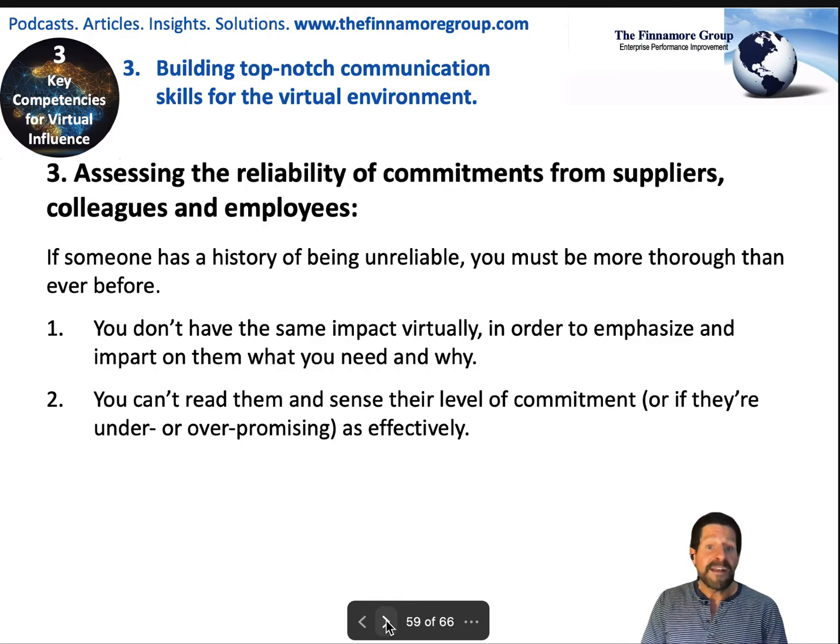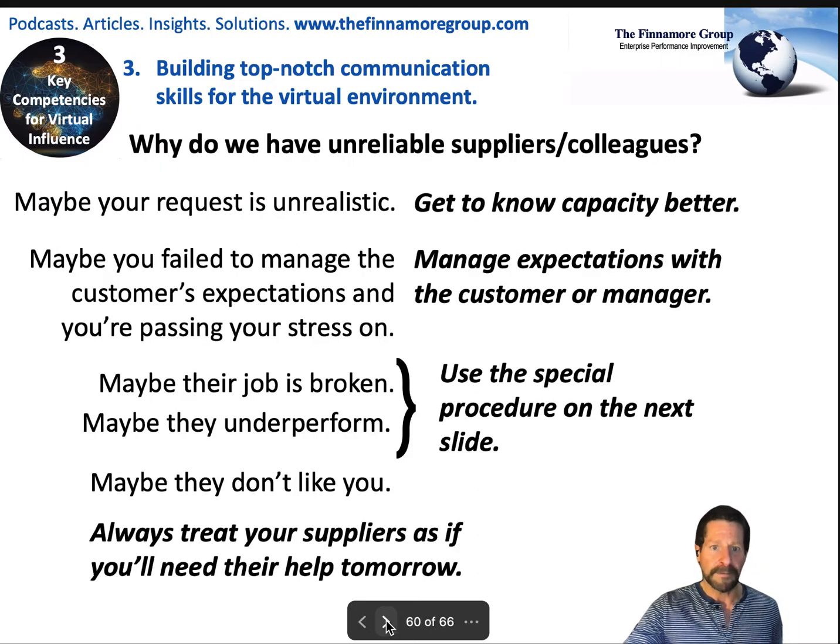So the problem is you don't have the same impact virtually in order to emphasize and impart on them what's needed and why it's so important. And you can't read them as effectively and sense their level of commitment, or if they're undercommitting or trying to get rid of you, brushing you off, or if they're overpromising. It's harder to sense those things than it was before.